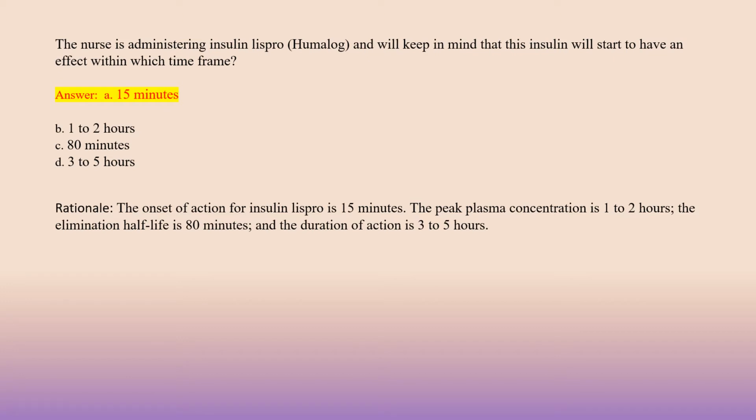Answer: A. 15 minutes. Rationale: the onset of action for insulin lispro is 15 minutes. The peak plasma concentration is 1 to 2 hours, the elimination half-life is 80 minutes, and the duration of action is 3 to 5 hours.